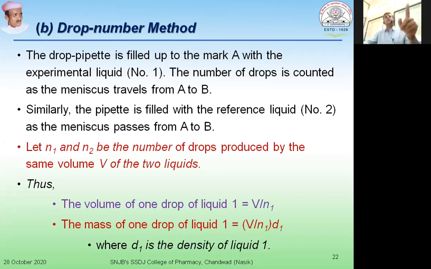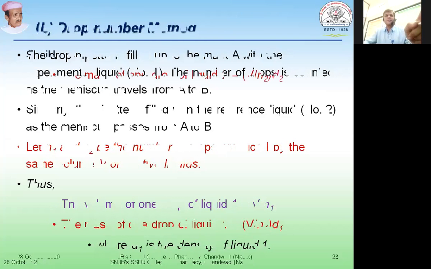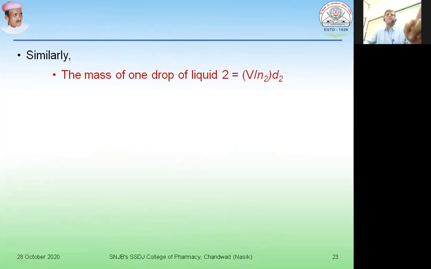Now the same thing will be done for the other liquid, the reference liquid. N1 is the number of drops of the experimental liquid. N2, consider it as the number of drops of the reference liquid. We have determined the mass of one drop of the experimental liquid, whose surface tension we are interested in determining. Similarly, the mass of one drop of liquid 2, which is the reference liquid, will become equal to V by N2 into D2.